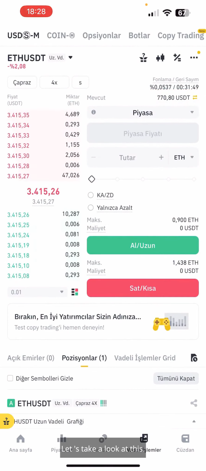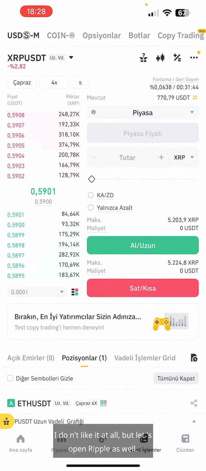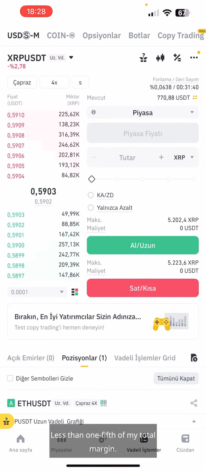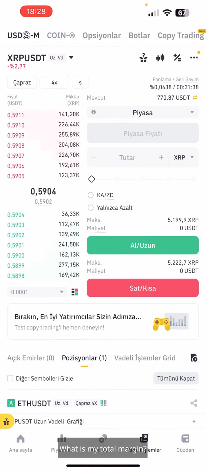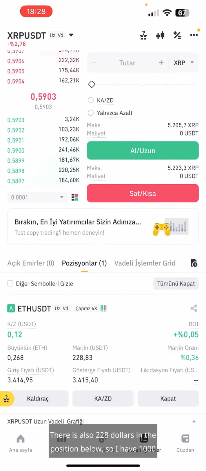Here we go. Let's take a look at this. I clicked and let's say we open Ripple. I don't like it at all, but let's open Ripple as well. How much do we need to open? Less than 1/5 of my total margin. What is my total margin? $770, currently available. There is also $228 in the position below, so I have $1,000.